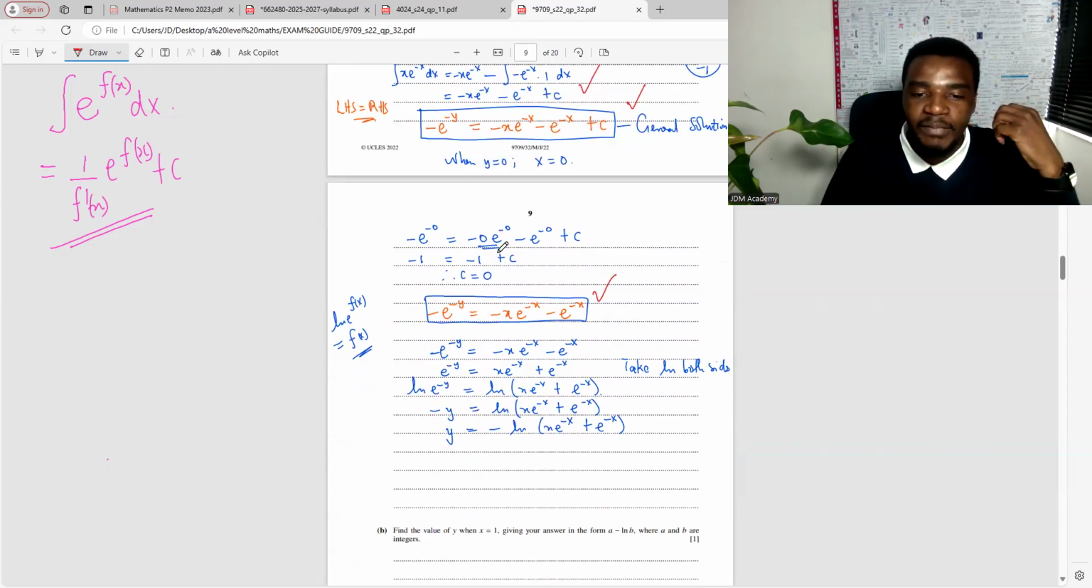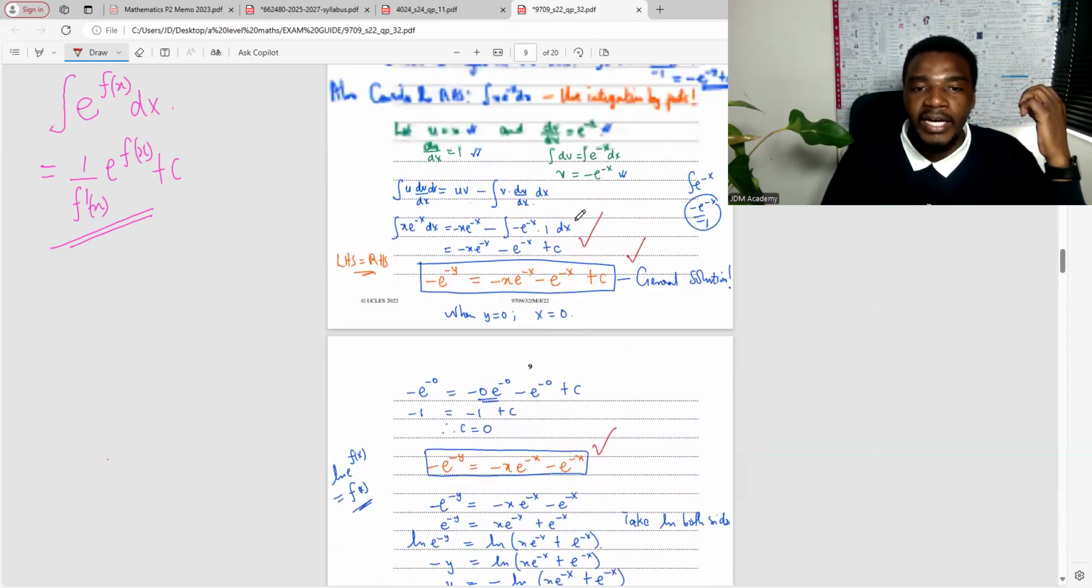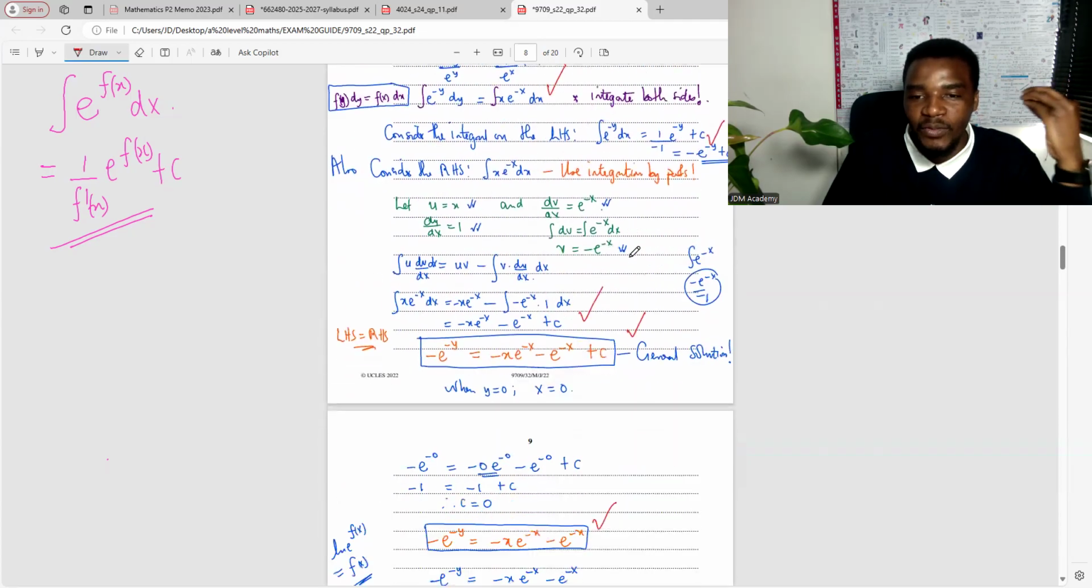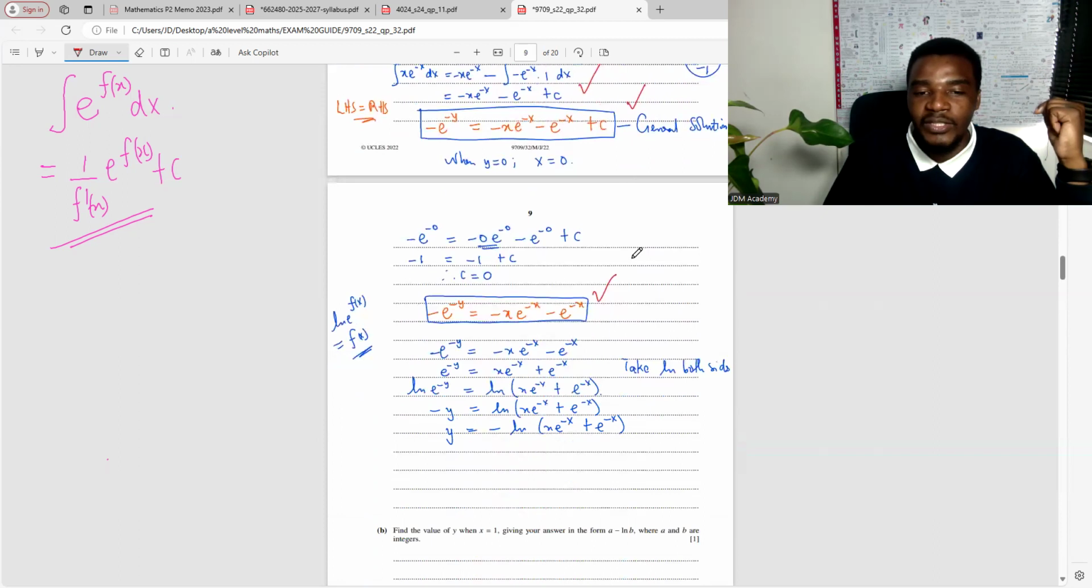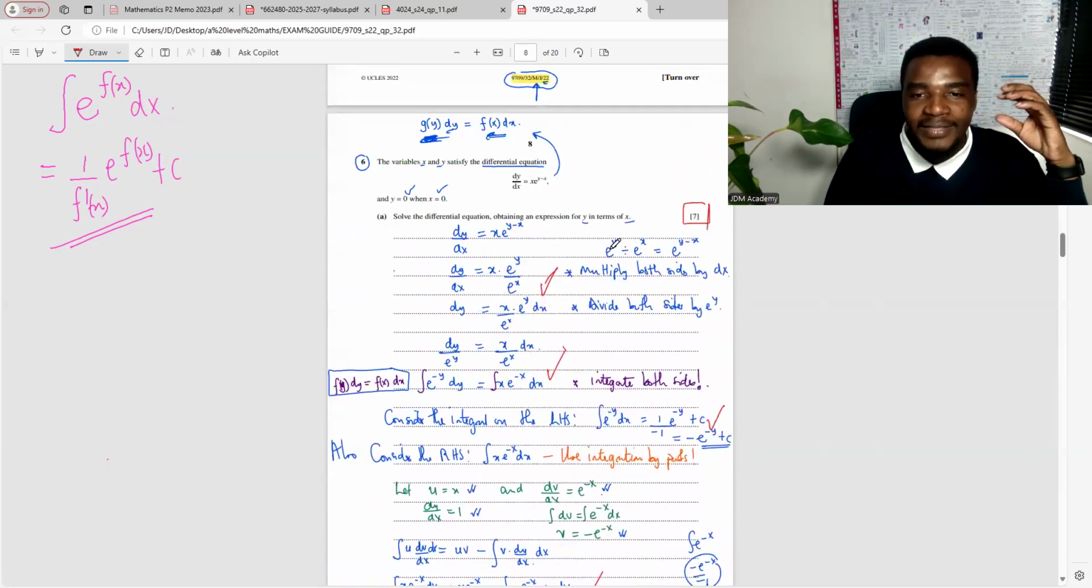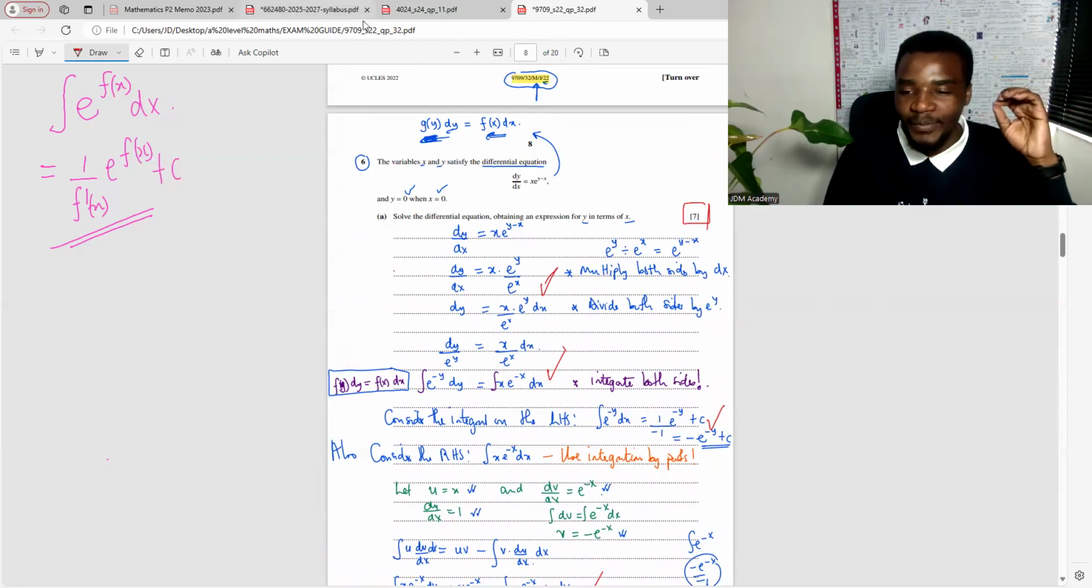and arrive at the particular solution. And after arriving at that particular solution, to comply with what they wanted here, they say obtain an expression for y in terms of x. So yes, we have the particular solution, but y was not the subject of the formula in that case. So if we make y the subject of the formula, we then arrive at the solution. And yes, we then deserve to get all 7 marks. Yeah, this was very, very interesting. Awesome.